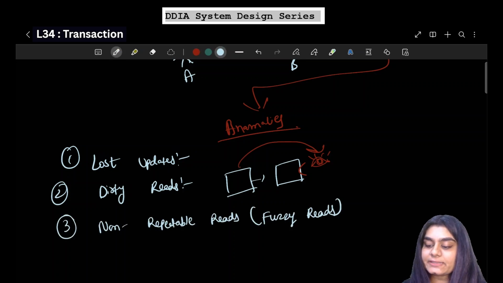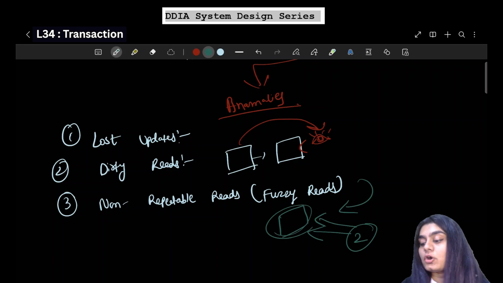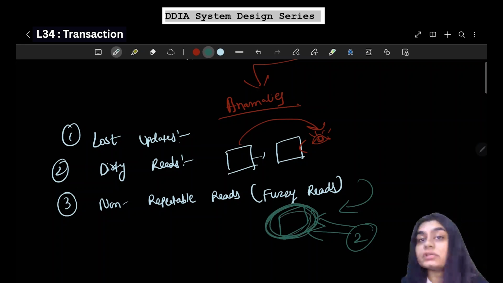Third is non-repeatable reads, also called fuzzy reads. A transaction reads the data twice and finds the data to be different each time because another transaction has modified this data in between the two reads. This means the record was not stable during the transaction.